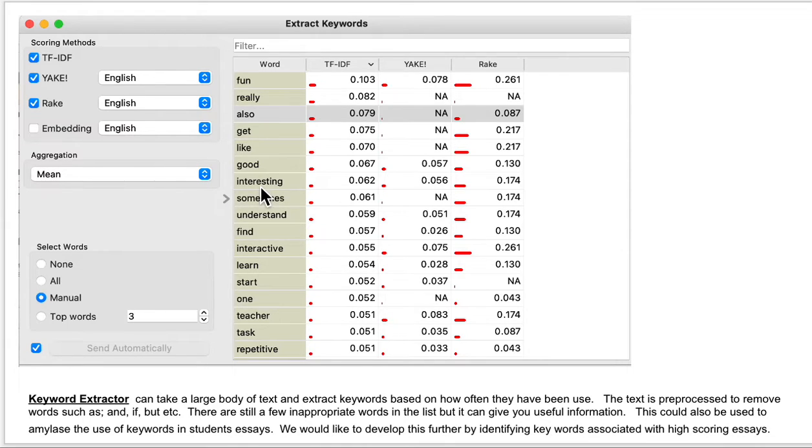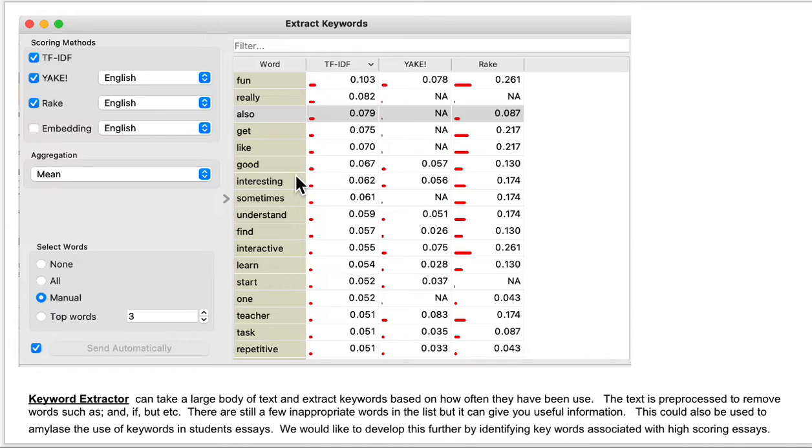But here we can see in this example there are various scorings of each word and significant words. So here we can see that these words are listed in order of their importance. We can see here that students have identified the lessons are fun, and they feel the lessons are good and interesting. We do have some annoying words there, really, also, and get. And we would ignore those because they are irrelevant words in our case.